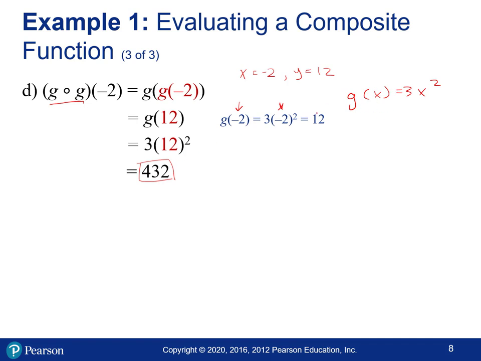Just a quick reminder again on how that one worked. You start by plugging in negative 2 into the function. The y value when you did that was 12. And then you plug in 12 back into that same function to get your final answer. So we plugged in negative 2 into the function g, got out 12, and then plugged 12 back into g again, and got out 432.